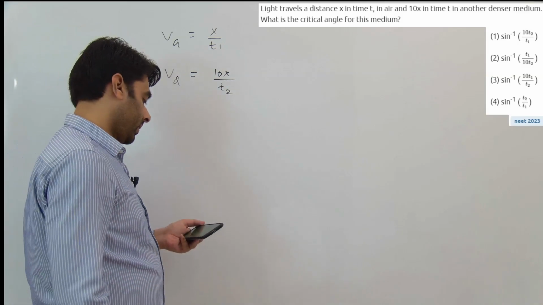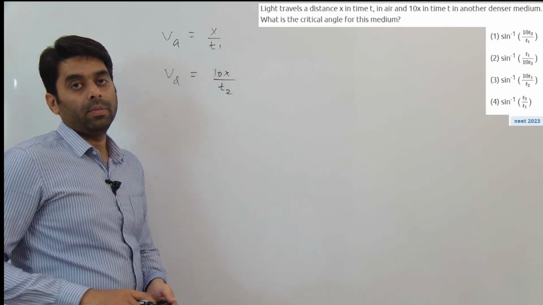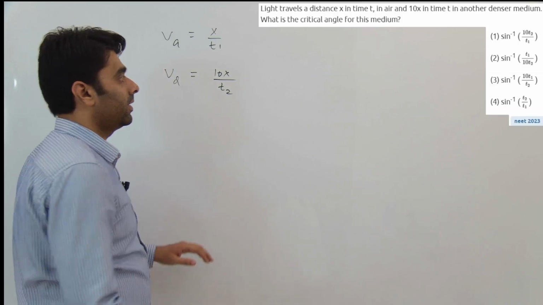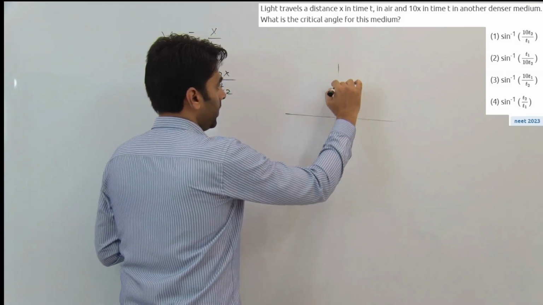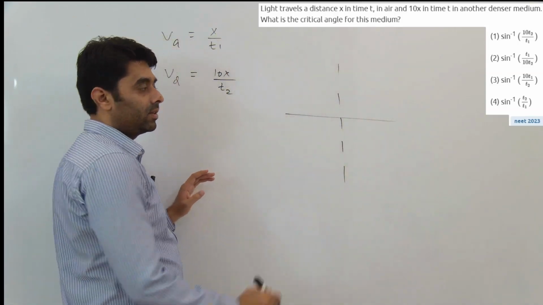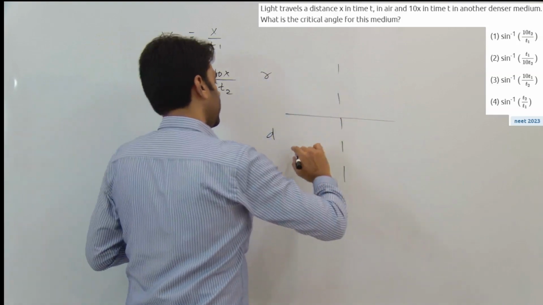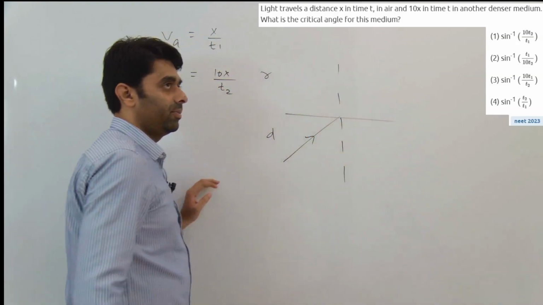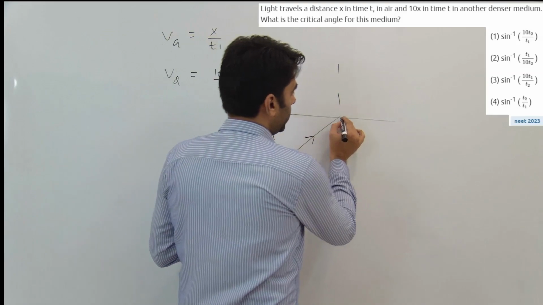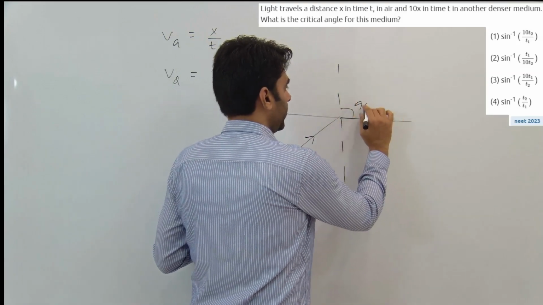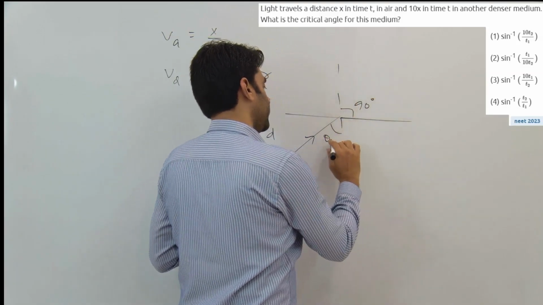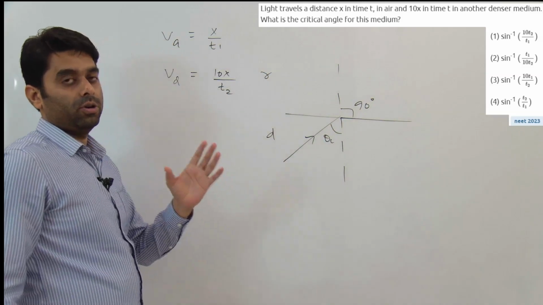Okay, in denser medium, what is the critical angle for this medium? Now what is a critical angle? First of all, let us understand: whenever light travels from denser to rarer medium, and the angle of refraction in rarer medium is 90 degrees, then the angle of incidence in denser medium is termed as the critical angle.